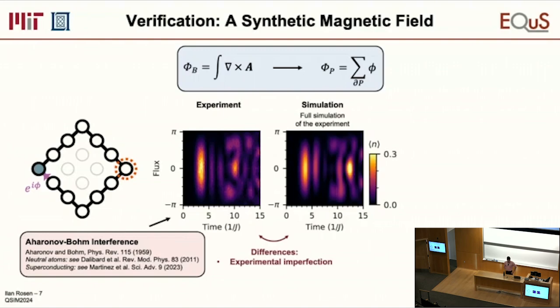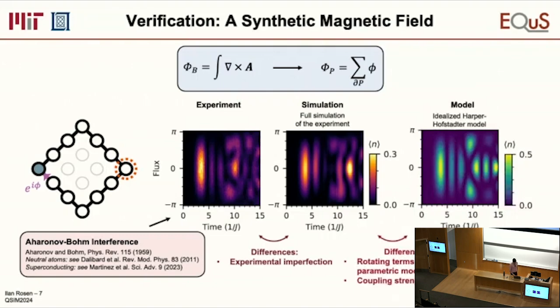And I just want to point out that any differences between these plots are essentially the experiment not being exactly right. So we're simulating this to the best of our ability, but maybe there's some miscalibration or whatever. But I'm also going to show you a second theory plot, which is of the very ideal Harper-Hofstadter model.